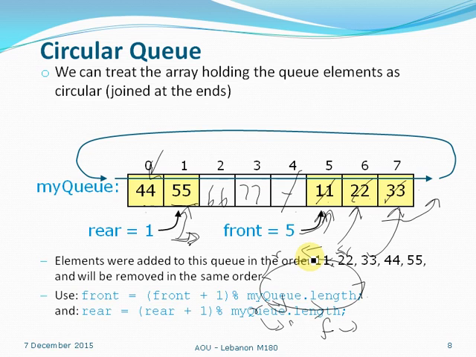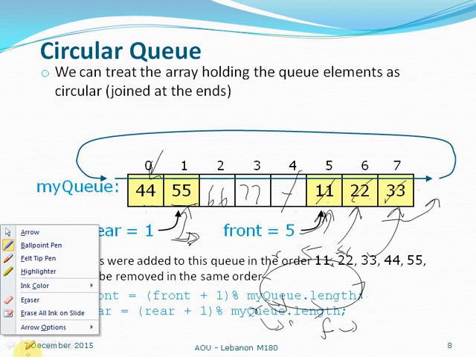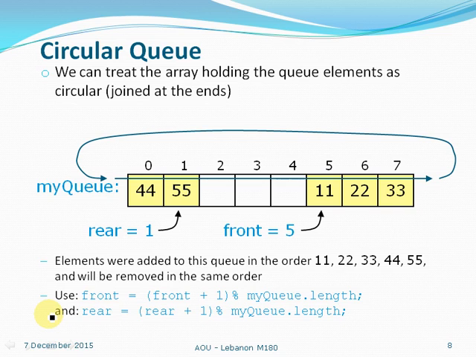So we can use front plus 1 modulus myq.length to get the front. Now why do we need to mod this, as given here, front plus 1 mod myq.length? The modulus operator will return you the remainder. I think you have studied this in M105 and in other courses also. This will give you the remainder.